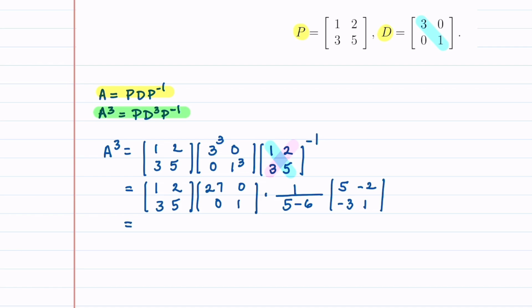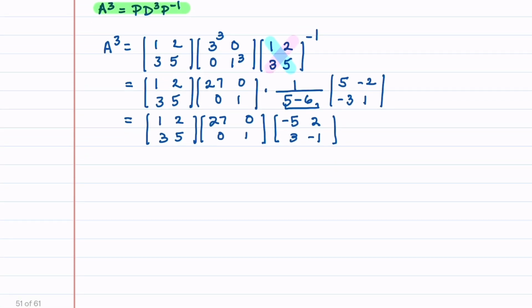Let's go ahead and rewrite this one more time, and then we'll start our multiplication. So we have 1, 2, 3, 5. And then we have 27, 0, and 1. And then this right here is a -1. So in our matrix on the right, every entry gets multiplied by a negative. And this gives us -5, 2, 3, and -1. Now we can go ahead and start multiplying.